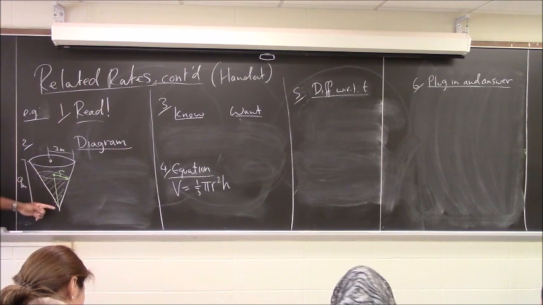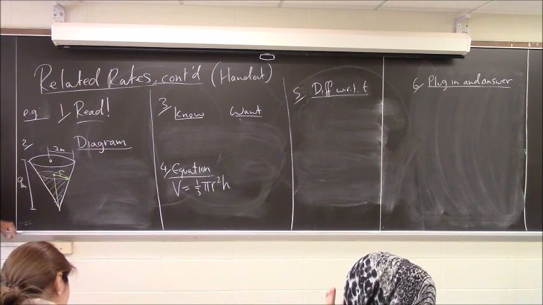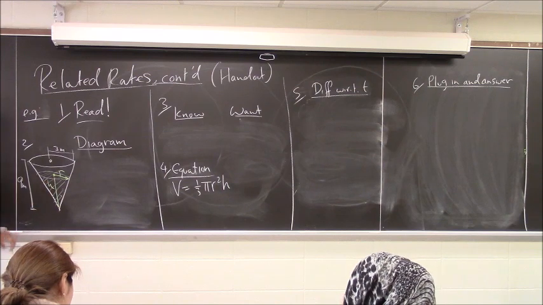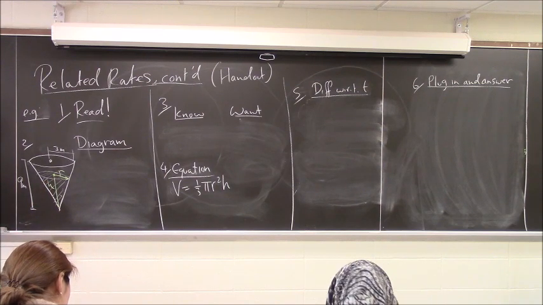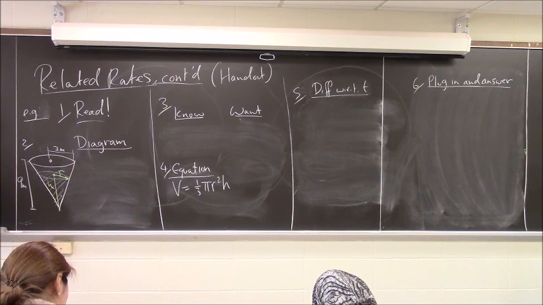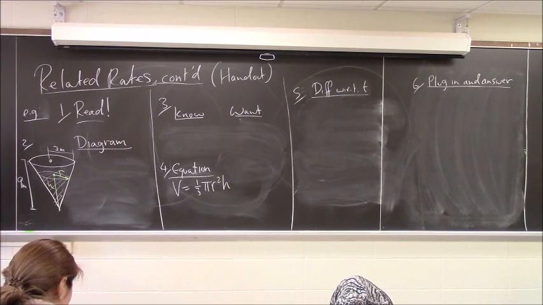What about this length here? The height of the water? H. That's going to be h. And again, we label it h because it's decreasing. It's moving, it's changing in length. Okay, so that's our diagram. Let's actually start going through here. What do we know so far? What are the rates we know?